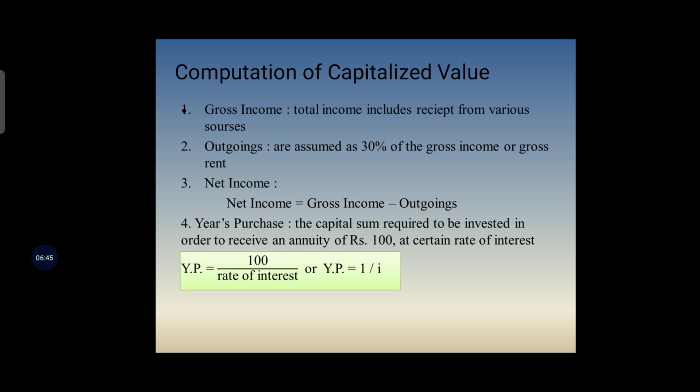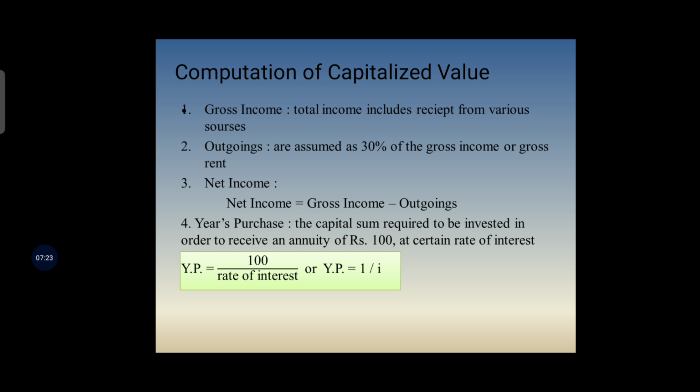In general, outgoings are assumed as 30% of the gross income or gross rent. In detail, these are the expenses required to be incurred to maintain the revenue of the building. And then the next one is net income. The net income is the saving, or the amount left after deducting all outgoings, operations and collection charges from the gross income or total receipts. So the net income is equal to gross income minus outgoings.